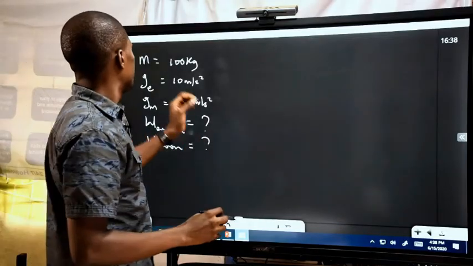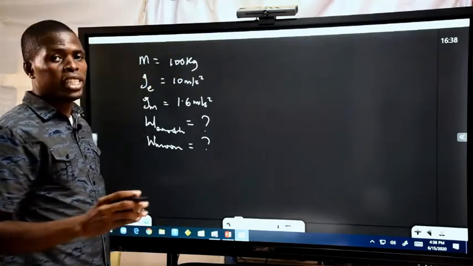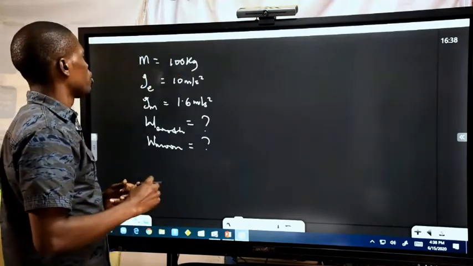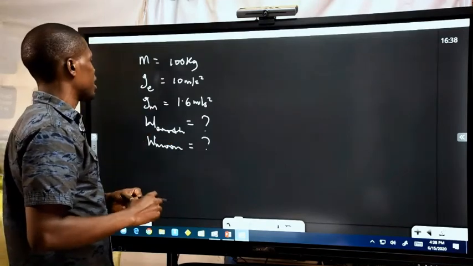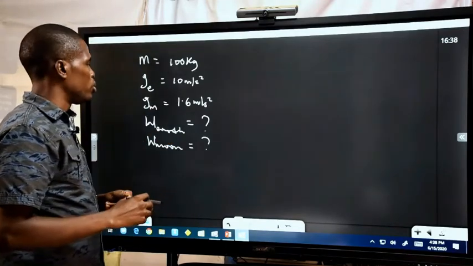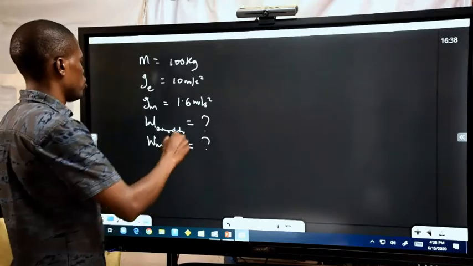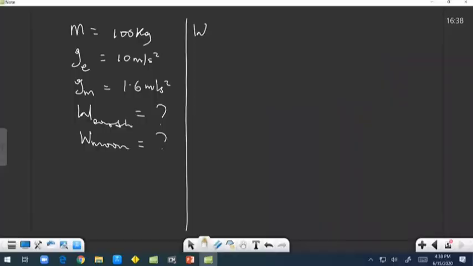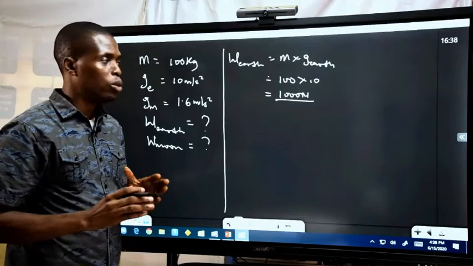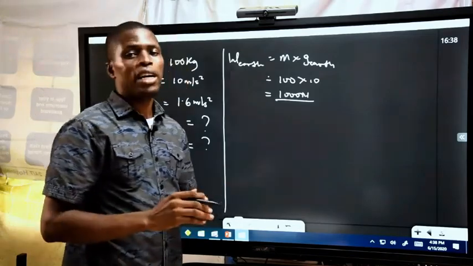When we have the mass of the body as 100 kg and acceleration due to gravity on Earth is 10 meters per second squared, acceleration due to gravity on the moon is 1.6 meters per second squared. So the weight on Earth is equal to mass multiplied by g on Earth. So the mass is 100 multiplied by g on Earth, which is 10. So 100 multiplied by 10 is 1,000. So the weight of the body on Earth is 1,000 newtons.